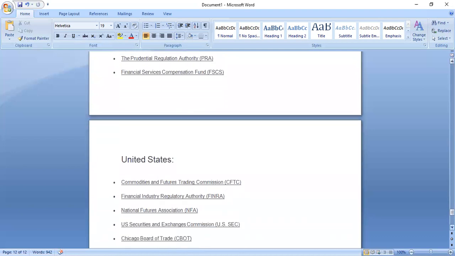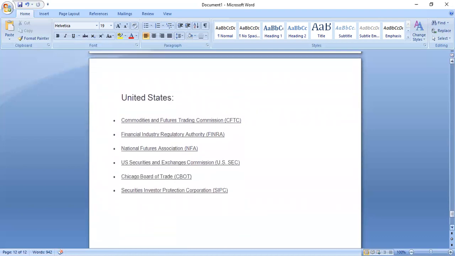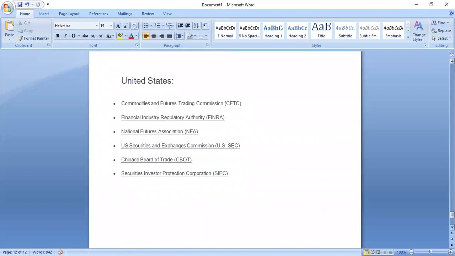And then finally, in the United States, we have the Commodity Futures Trading Commission, which was one of the first institutions that came in the world of Forex as a regulatory body. And then we also have the Financial Industry Regulatory Authority, National Futures Association, the US Securities and Exchange Commission, the Chicago Board of Trade, and then the Securities Investor Protection Corporation. So these are the various institutions that regulate Forex in each country.